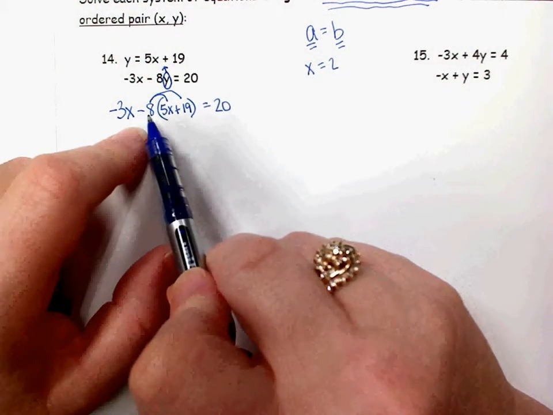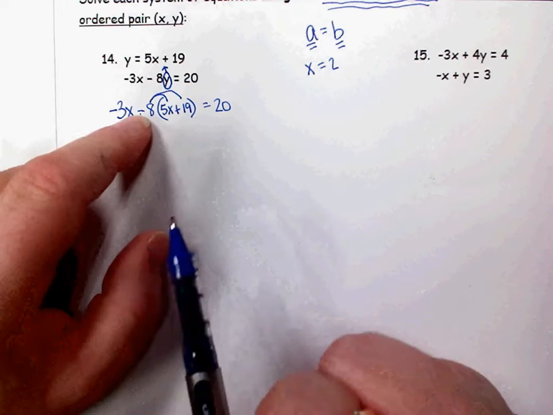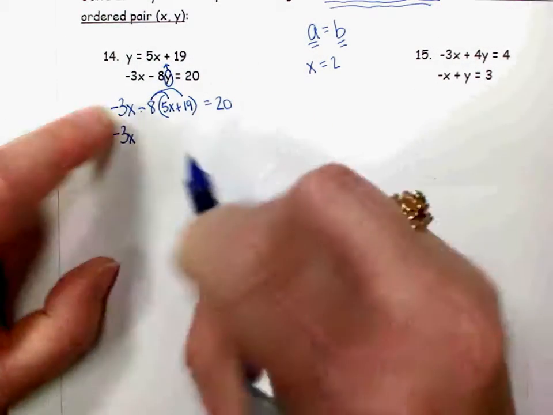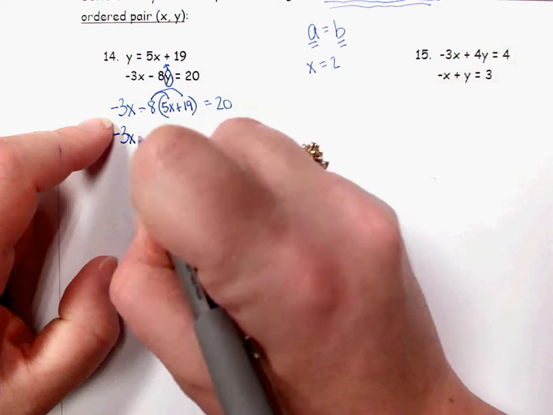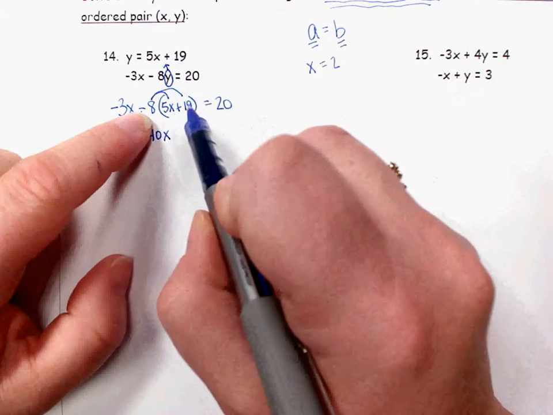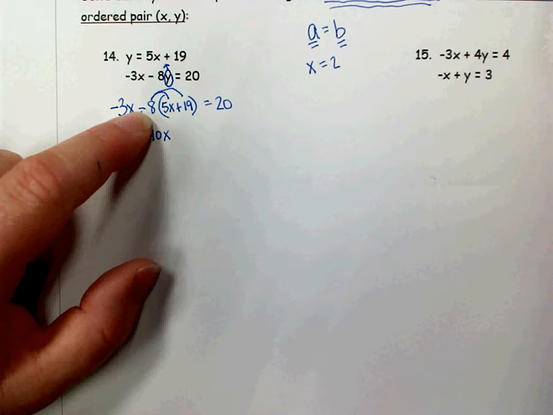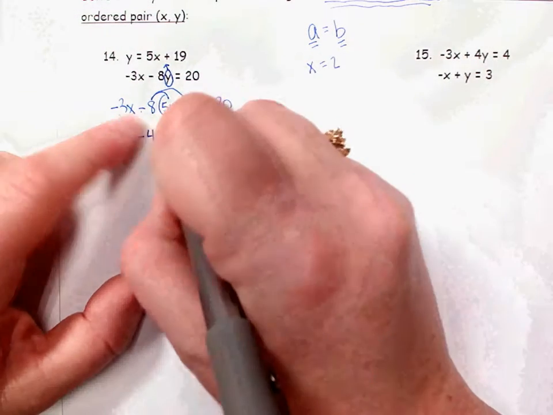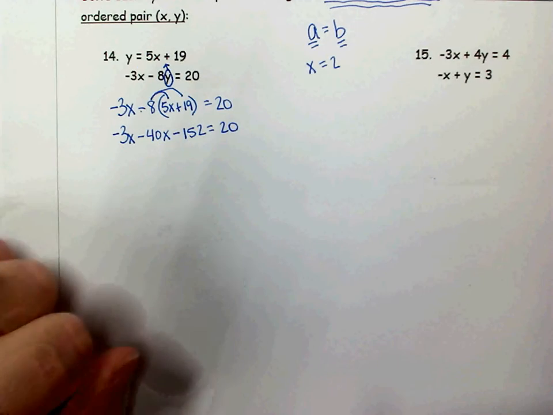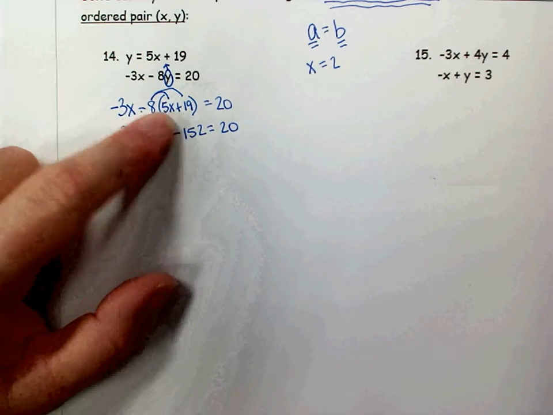This 8 is negative because of that subtraction sign in front of it. So this 3x is negative. Negative 8 times 5 is negative 40. So I have negative 40x. And then negative 8 times positive 19. Negative 8 times 19 is negative 152. So minus 152. So I've gotten rid of my parentheses by distributing that negative 8 times both terms.